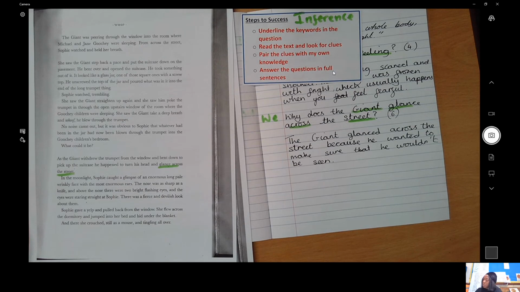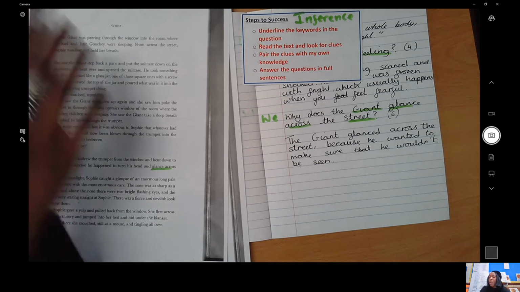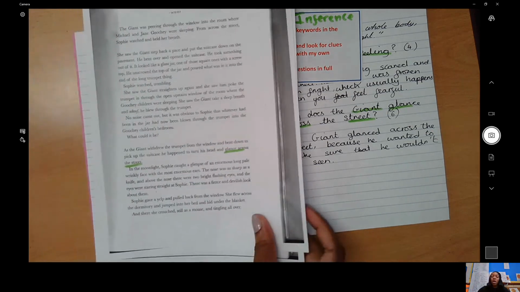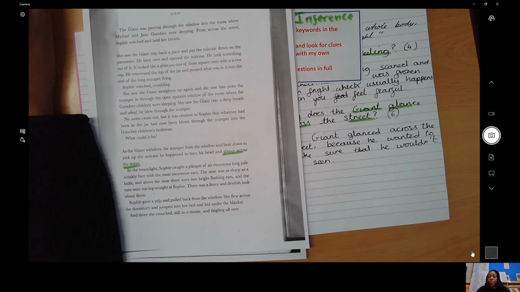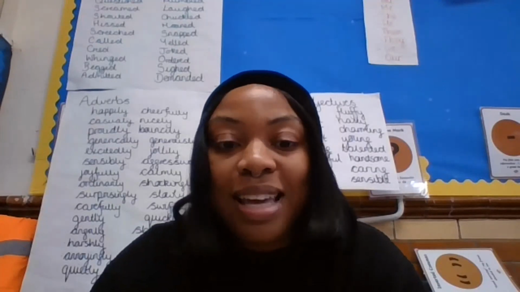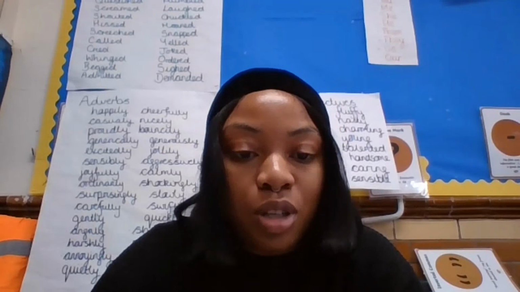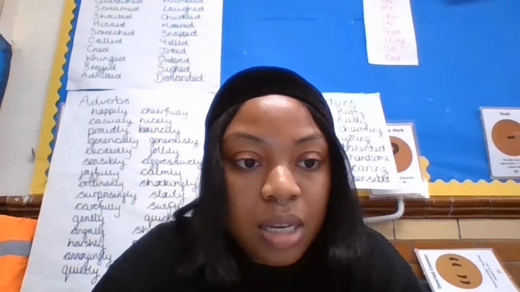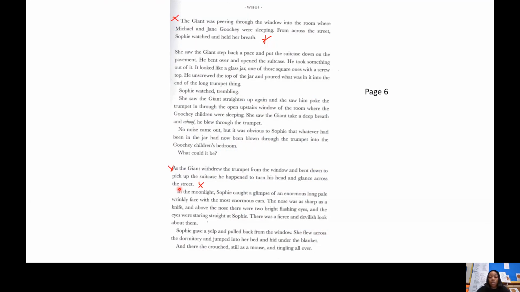I'm just going to read it back to make sure it makes sense. The giant glanced across the street, and I can put a comma there. The giant glanced across the street, because he wanted to make sure that he wouldn't be seen. And I'm happy with those answers. So that's exactly how I want you to answer those inference questions in today's reading, with you writing the questions. So I'm just going to reshare it again, and we're going to move on to the actual questions now. Okay?